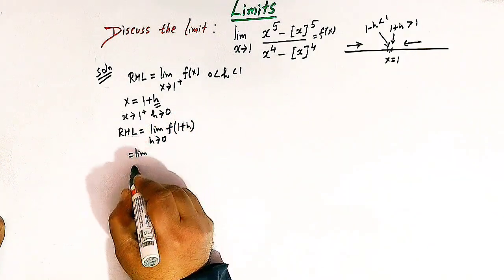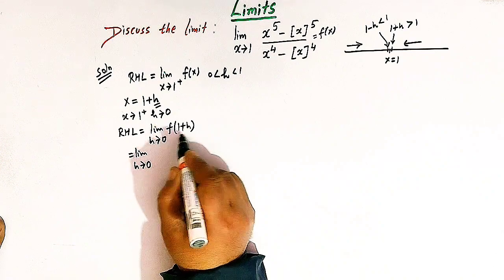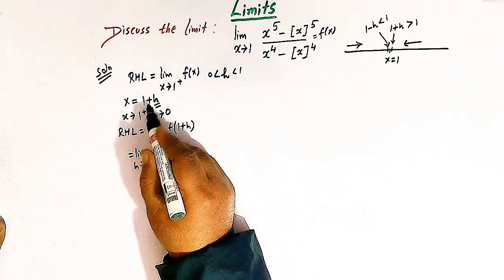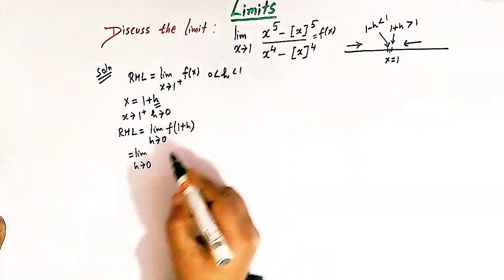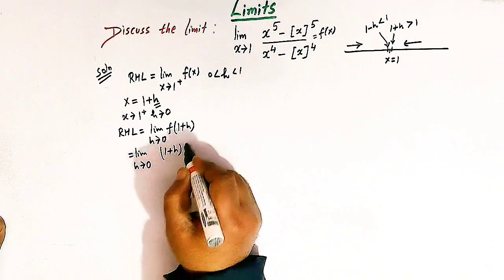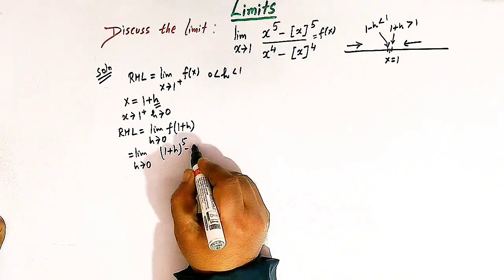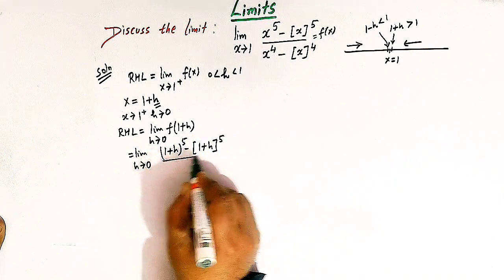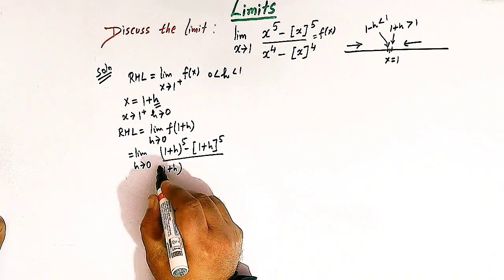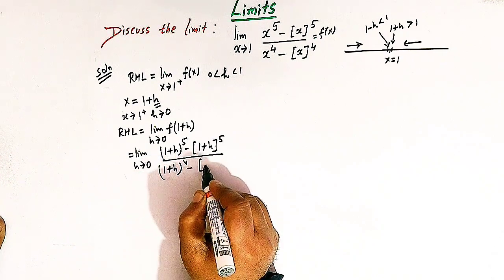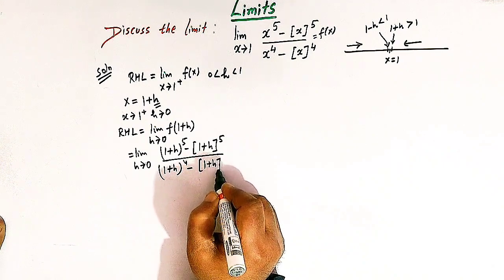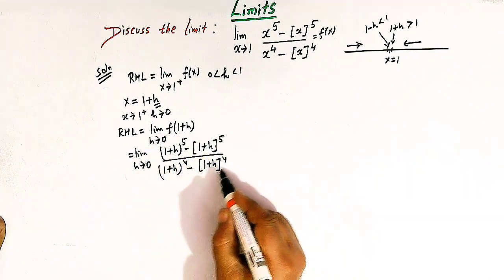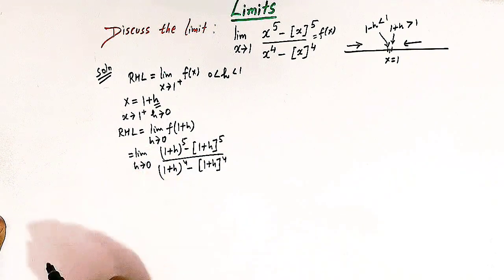Okay, so now let us find the value of f of 1 plus h by replacing x by 1 plus h, right? So we have x raised to 5, so here we have 1 plus h raised to 5. Then we have greatest integer of 1 plus h raised to 5, and here we have 1 plus h raised to 4 minus greatest integer of 1 plus h raised to 4, right? So now we have to evaluate this limit when h approaches 0, right?